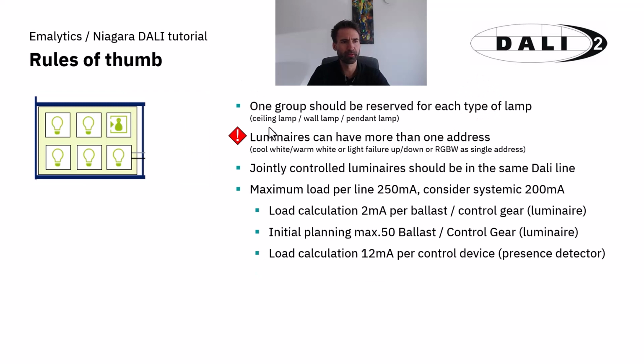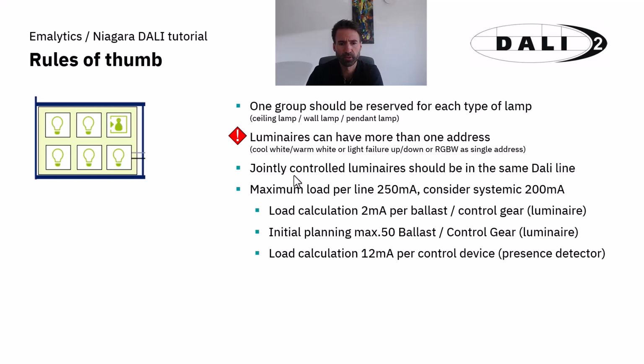Let us now come to some rules of thumb. One group should be reserved for each type of lamp, such as a ceiling lamp, wall lamp, pendant lamp. Then we should be aware that a luminaire can have more than one address. As an example, an RGBW luminaire can have one address for red, one for green, one for blue, and another one for white. So we have 4 DALI addresses in just one single luminaire.